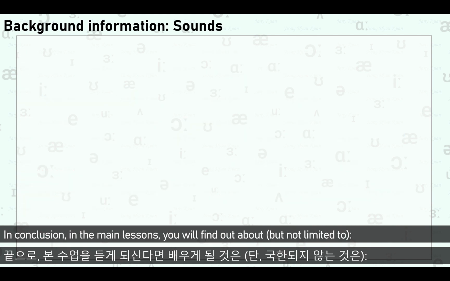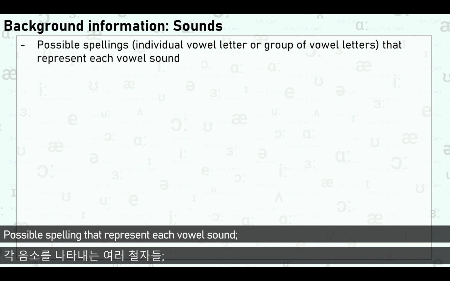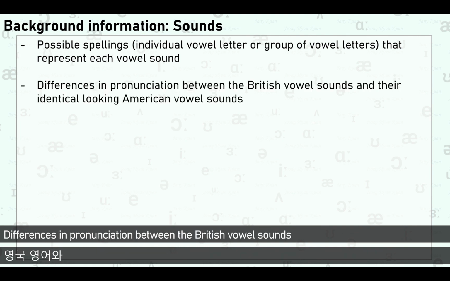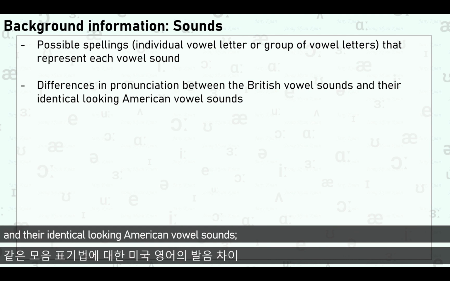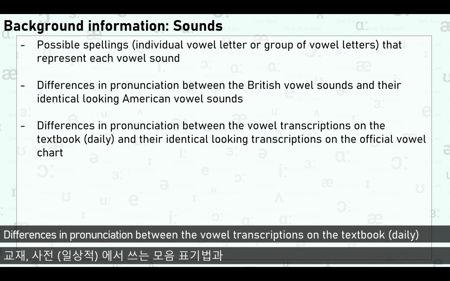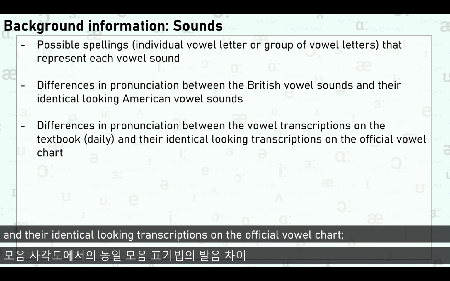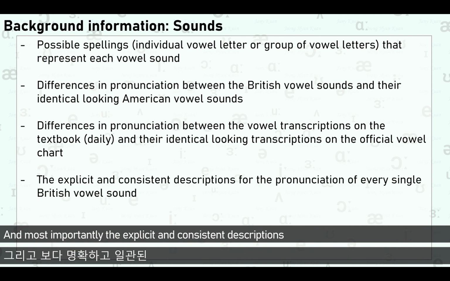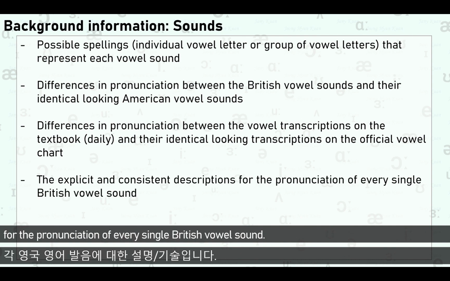In conclusion, in the main lessons, you'll find out about, but not limited to, possible spelling that represent each vowel sound, differences in pronunciation between the British vowel sounds and their identical-looking American vowel sounds, differences in pronunciation between the vowel transcriptions on the textbook, the daily one, and their identical-looking transcriptions on the official vowel chart. And most importantly, the explicit and consistent descriptions for the pronunciation of every single British vowel sound.